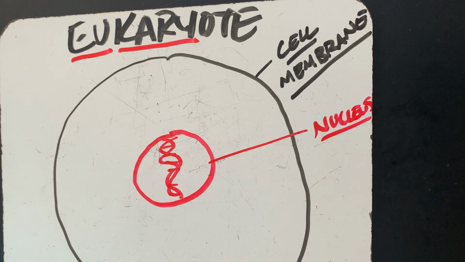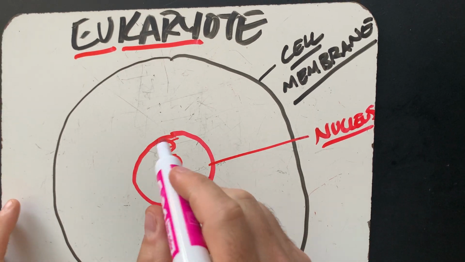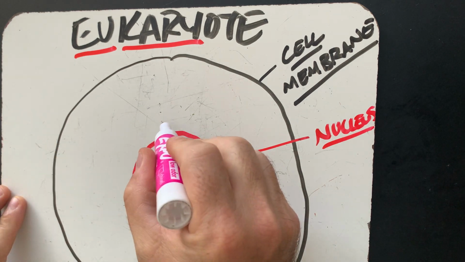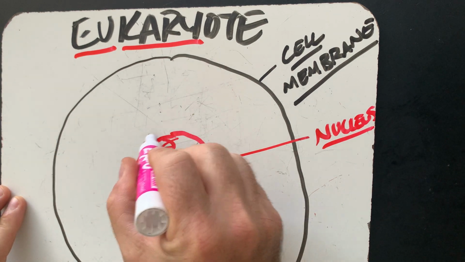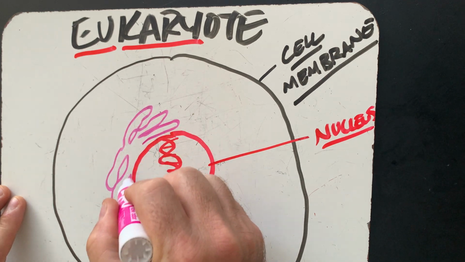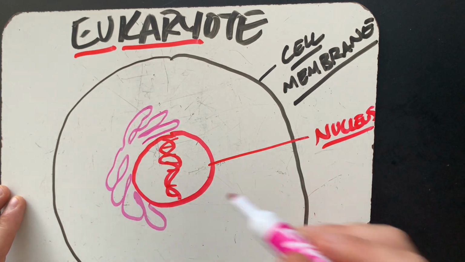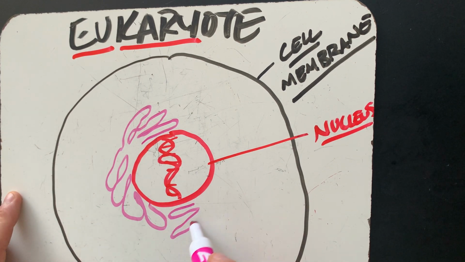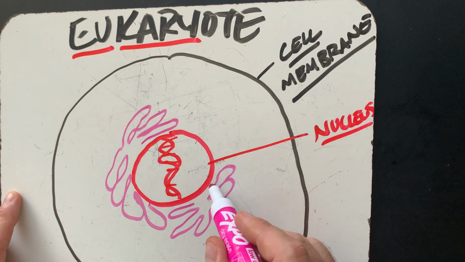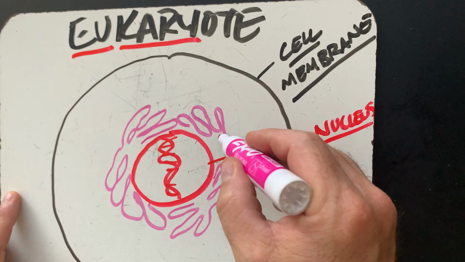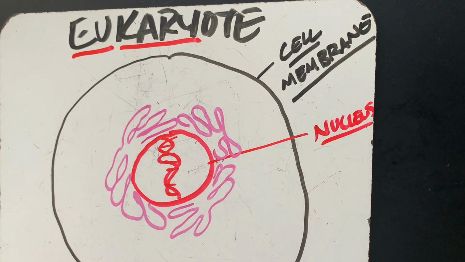And surrounding the nucleus is another organelle. These are all organelles, right? So these are just the little parts that make the cell. Surrounding that is going to be something called an endoplasmic reticulum. You've probably heard of a reticulated giraffe. They have that patchy pattern that kind of looks like this.